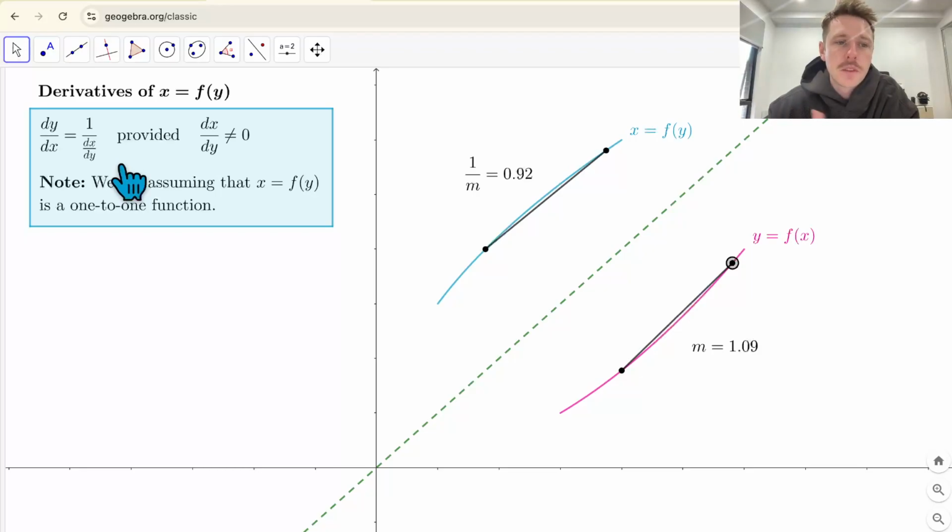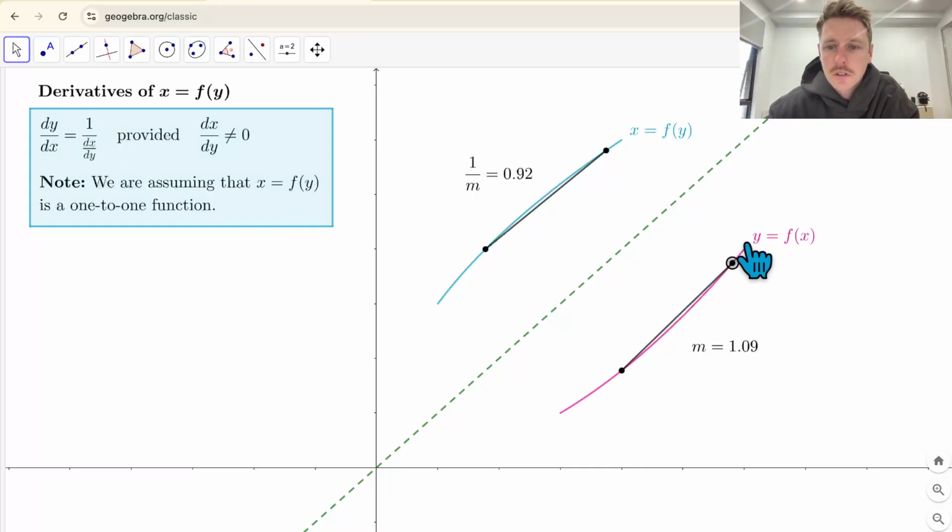But remember, we really can, in some ways, think of dy dx as a fraction, as long as we have some conditions that we're satisfying. And in this case, the condition we need is that x equals f of y is a one-to-one function. So let's break this idea down a little bit.